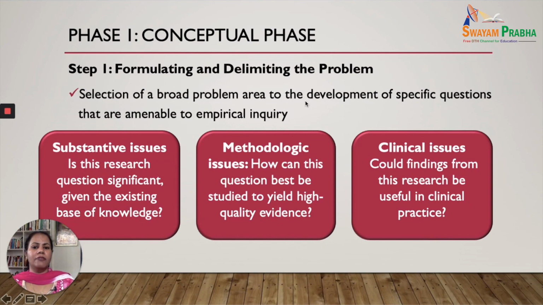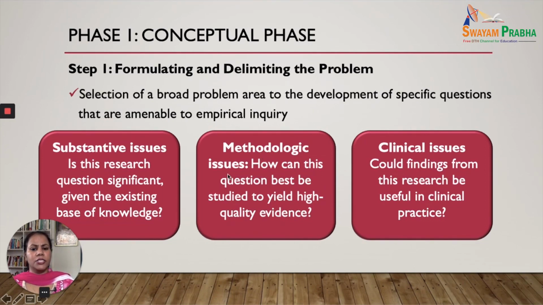But whenever you are formulating the problem, there are different points you have to take care of, because even if you are thinking of a rigorous study and a very good problem, you always have to keep asking yourself some questions. So what type of questions should you ask? One is substantive issues. Under that you can ask: is this research question significant given the existing base of knowledge? Whatever question you have searched, is it really significant? Will it be adding to the knowledge base of nursing? If it is not adding anything new, then this may not be a useful problem.